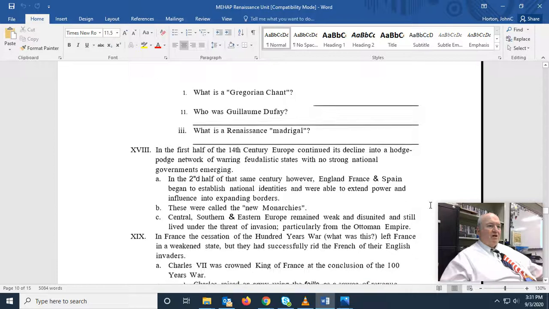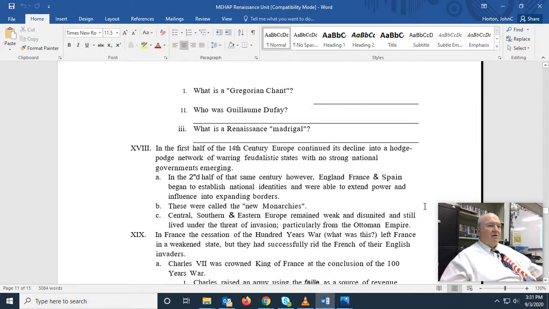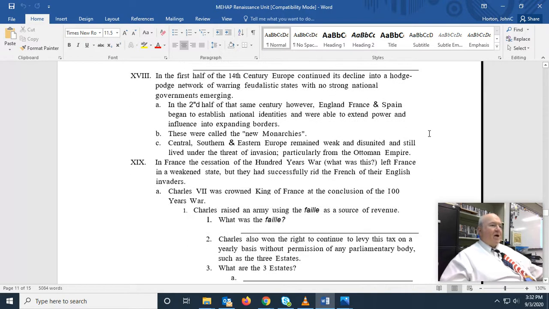Okay, the Gregorian chant. What is the Gregorian chant? Basically that, a group of people chanting something in monotone without musical accompaniment. Gregorian chant. Guillaume Dufay was a Renaissance era musician. A madrigal was a type of Renaissance music. Okay, enough of that. All right, now let's talk about politics.